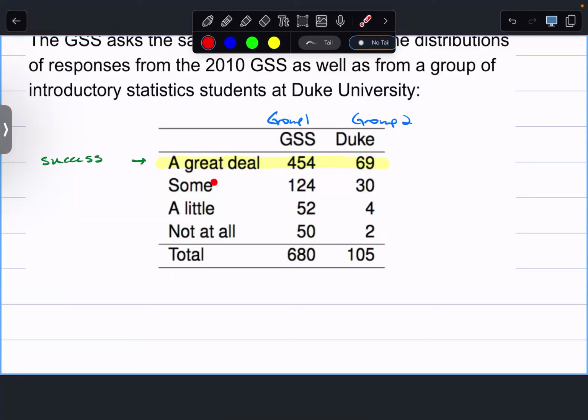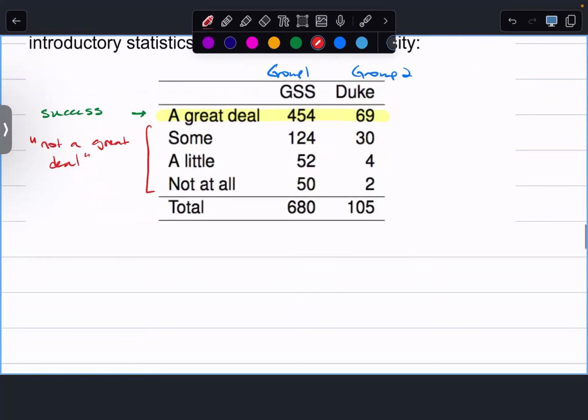Sometimes when we're just starting out, it's kind of confusing to have multiple categories, but depending on the question, you'll need to figure out which one is the one that I'm interested in, and then all the other ones are failures. Here, these are just not a great deal, which I guess could also apply to a sale item or something. But we're going to call these all failures.